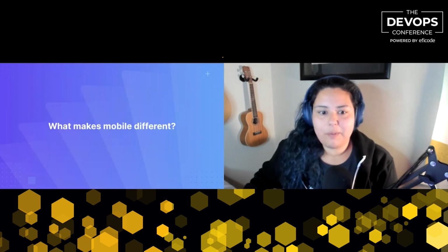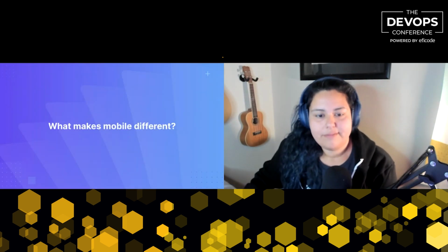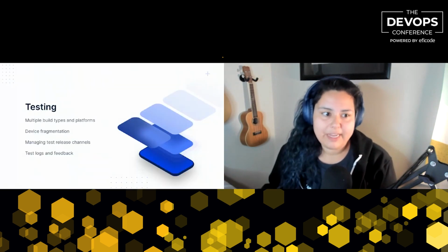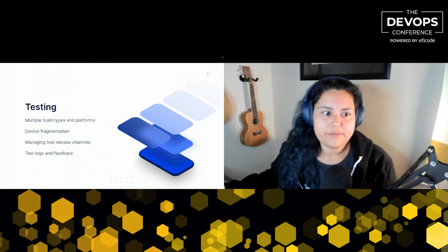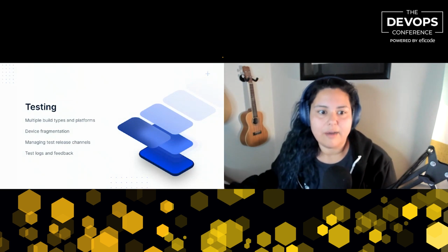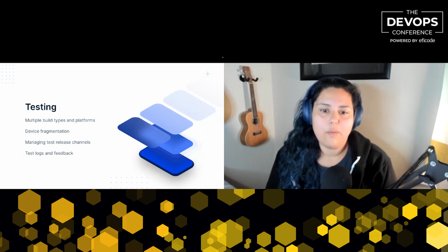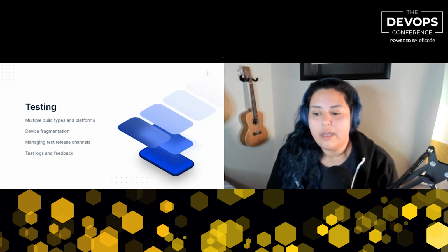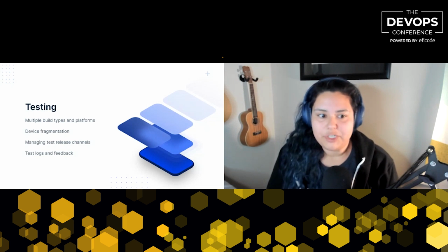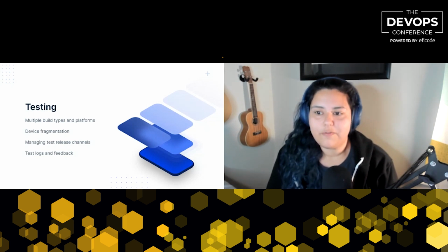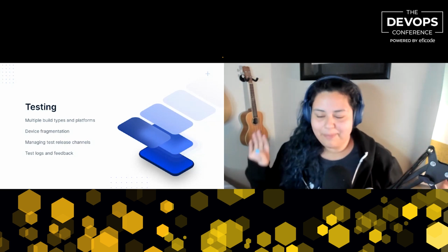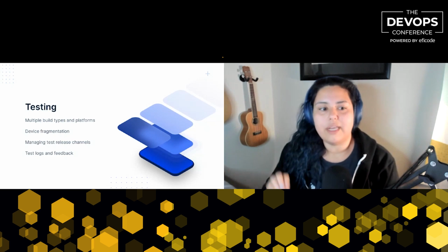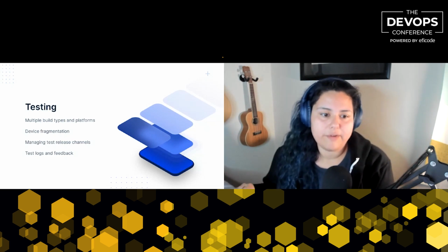All right, so we'll get started with what makes mobile different. Mobile applications are different across each and every phase of the deployment process. When we talk about testing, you're not just testing for a web application, you're testing across multiple build types and platforms. You also have to deal with device fragmentation. What we mean by that is that the support for devices goes back in two directions. It goes back in order to support the oldest devices available, as well as the newest devices that are out there.